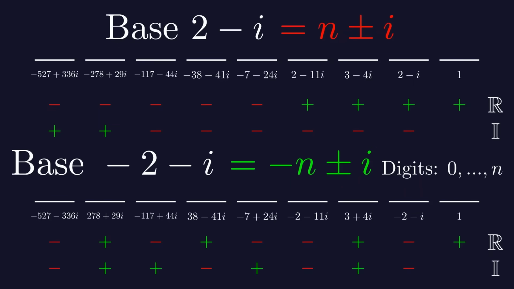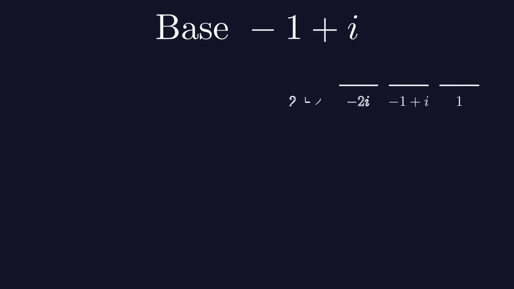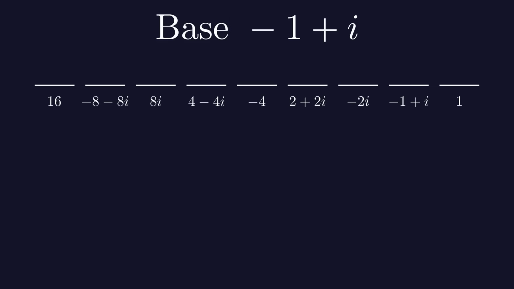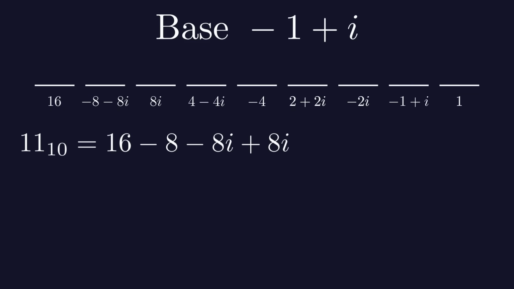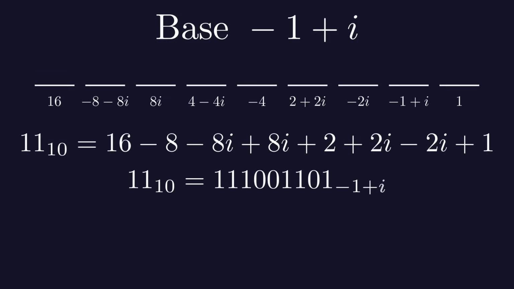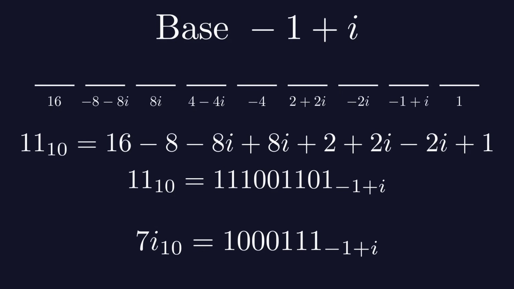To see how this works, let's go back to base -1 plus i. In this base, we can express any number with digits 0 and 1. For example, to express 11, we start with 16, subtract 8 and 8i, add 8i, add 2 and 2i, subtract 2i, and add 1. That's a complicated way to express 11, but one thing the complex bases are good at is expressing imaginary and complex numbers without the use of the letter i. For example, 7i expressed in this base would look like this.